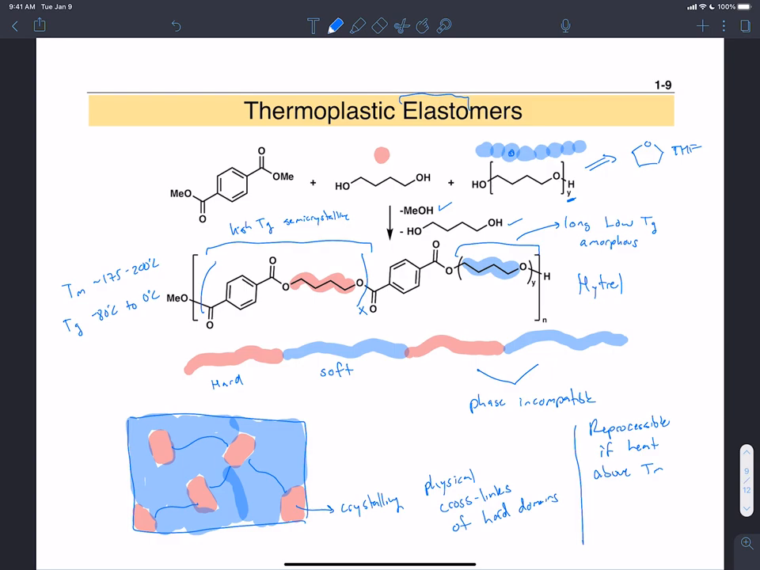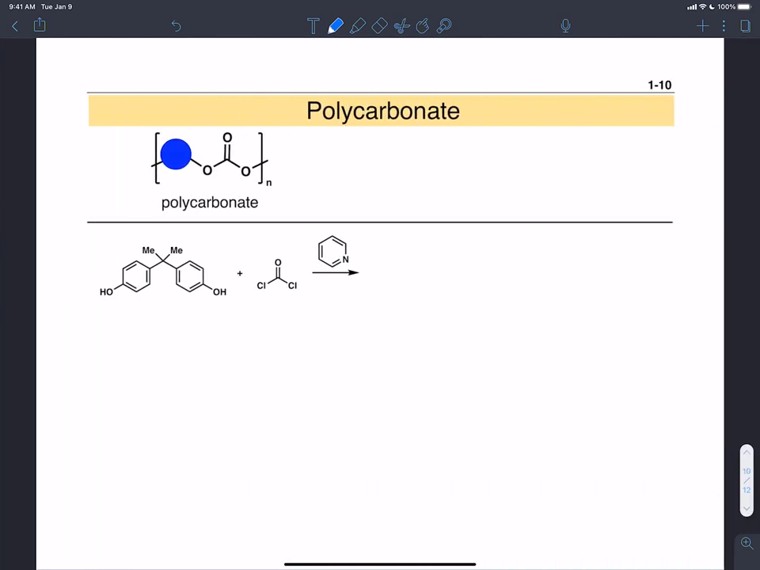All right. Now we're going to shift gears a bit. We're going to talk about polycarbonates to wrap us up on this lecture. Polycarbonates look a lot like esters, but they are not called esters because we end up having two oxygens around the central carbonyl.